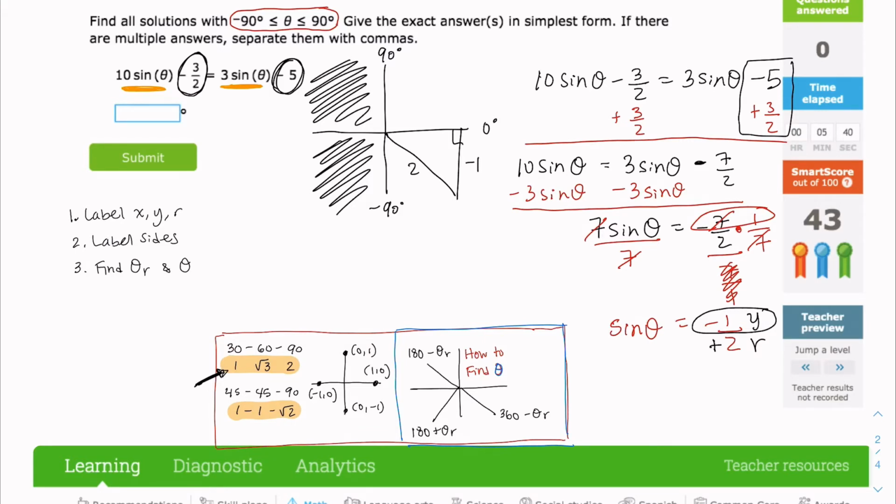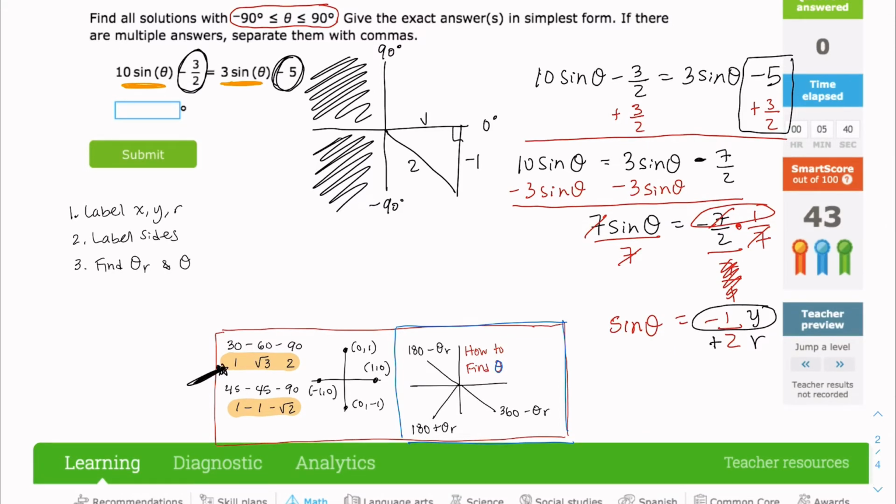R is 2, and this again gives me a 30, 60, 90 triangle with the radical 3 on the x side. Let's draw our reference angle. It's across the negative 1, so that's going to be 30 degrees. And to give our final answer, we'll do the math for quadrant 4, which is 360 minus 30. Leaves me with a final theta of 330 degrees.